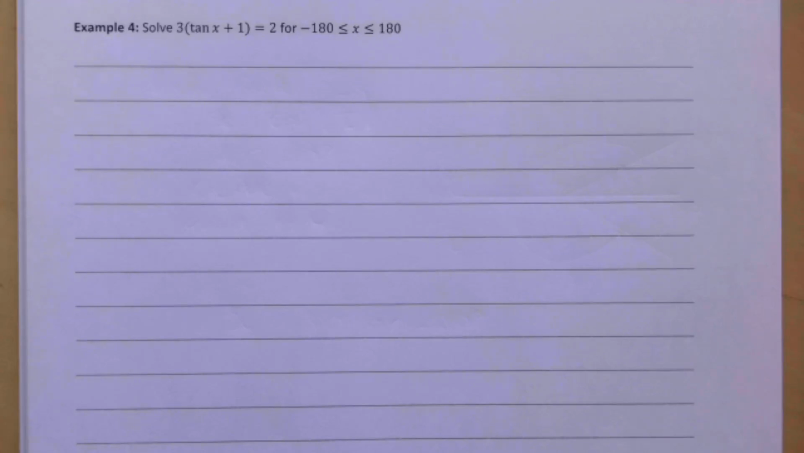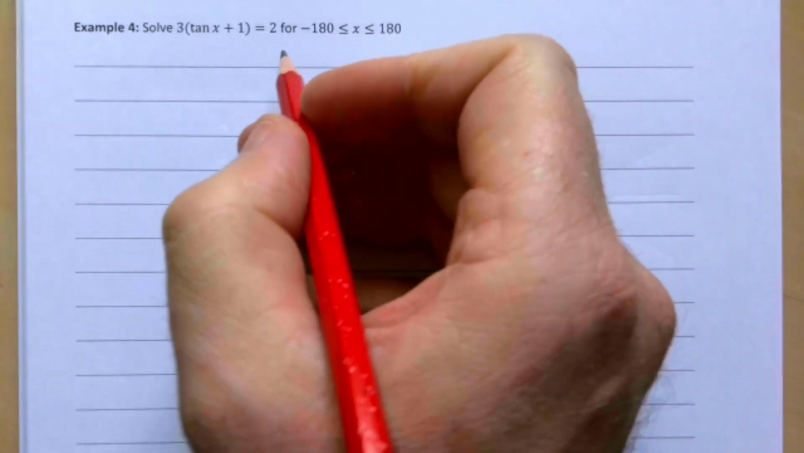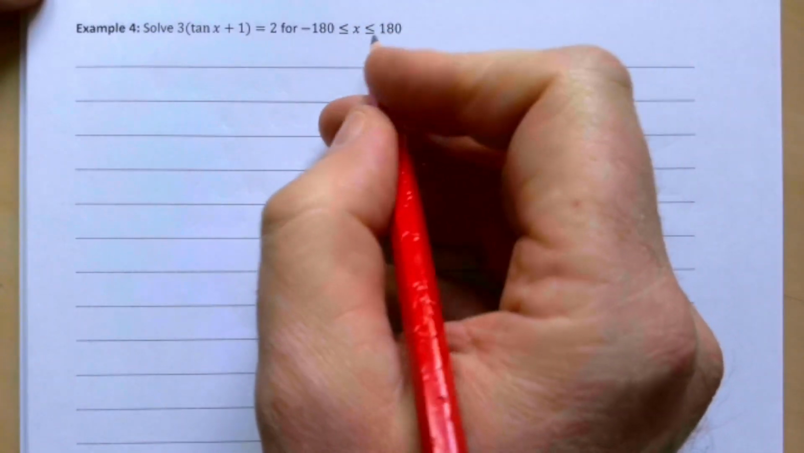This is ASPure Maths Notes. We're in Unit 8 Trigonometry and we're working our way through some trig equations. So this is our example here. Solve 3 upon tan x plus 1 equals 2, and this time it's between minus 180 and 180.